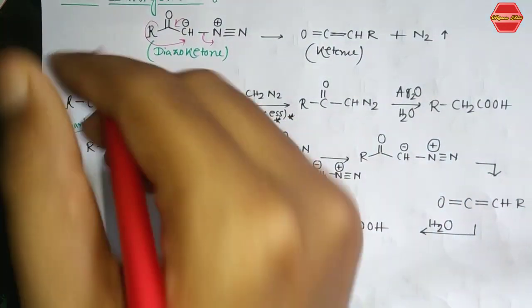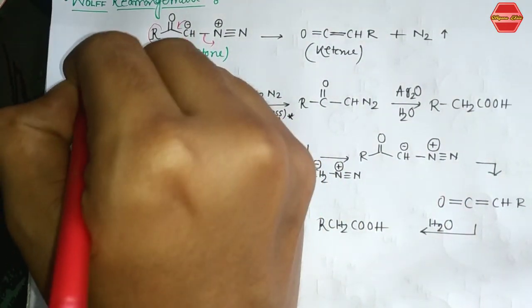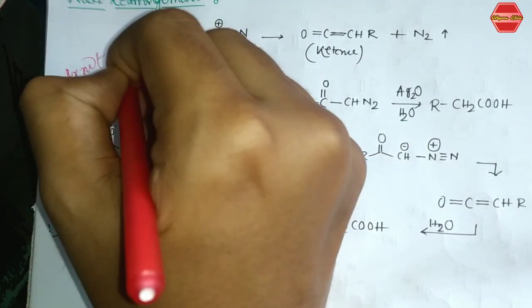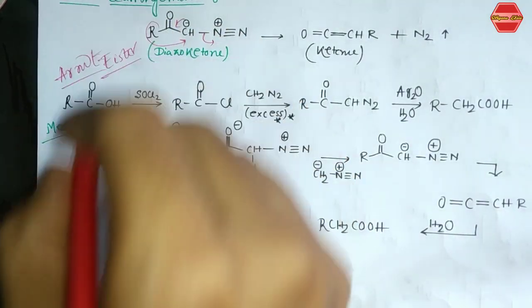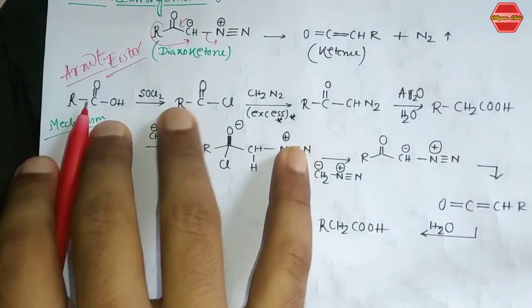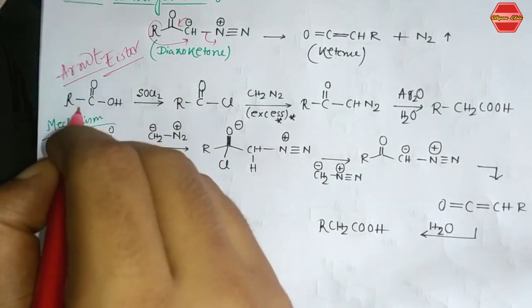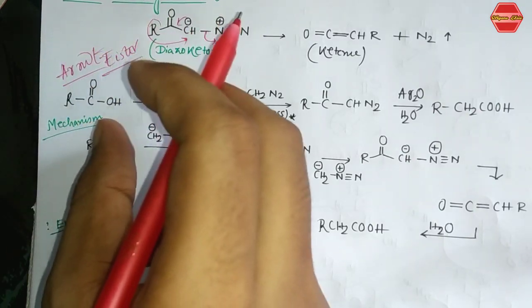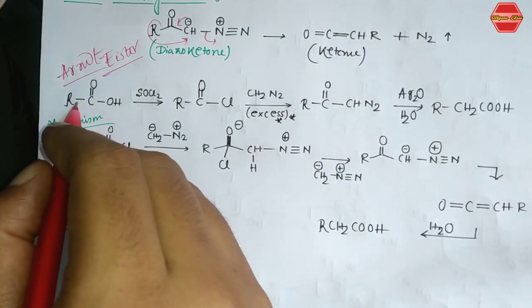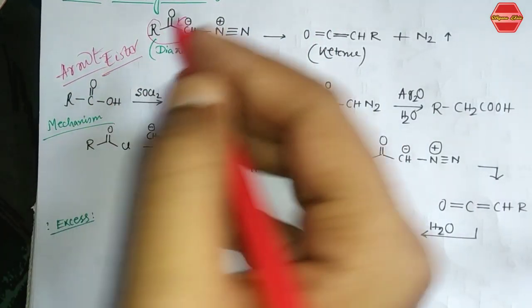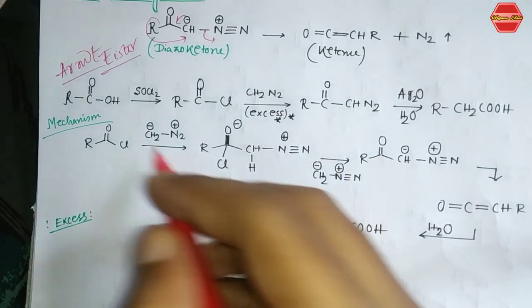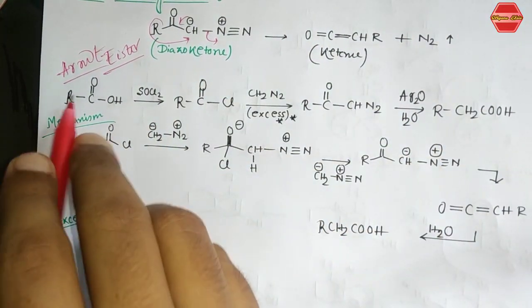At first you have to know the Arndt-Eistert reaction. Okay, so this is the Arndt-Eistert reaction. Now what is the Arndt-Eistert reaction? It is basically used when you have the acid and you want to make one carbon extra in between the acid group and the R group. So that is why the Arndt-Eistert reaction is useful for this case, right?